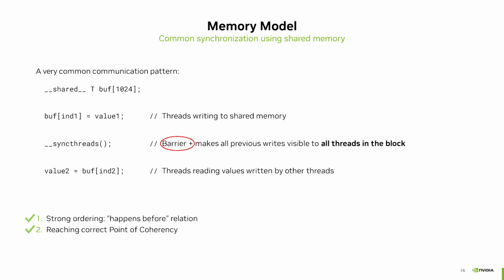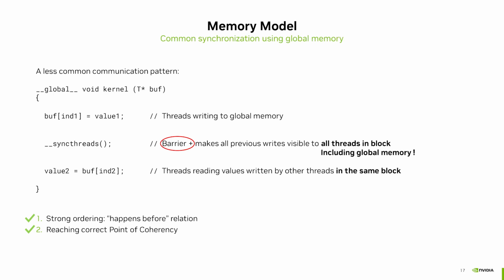A bit less common communication pattern is when we do the same with global memory. All threads write to global memory, and then they read from global memory in a different order. Again, __syncthreads applies to the entire memory hierarchy. So this code works as well, but it only works within the block scope. If you want to get outside of the block scope, we need to synchronize at the grid level. And again, it's a barrier plus it makes all writes visible to all threads within a grid. And that holds true for both shared and global memory.